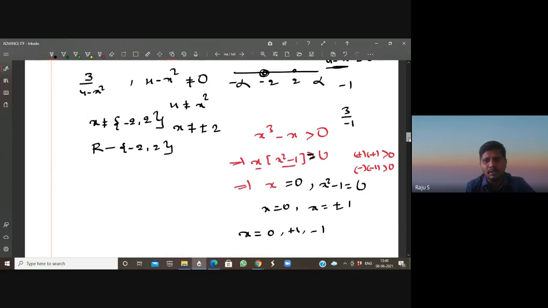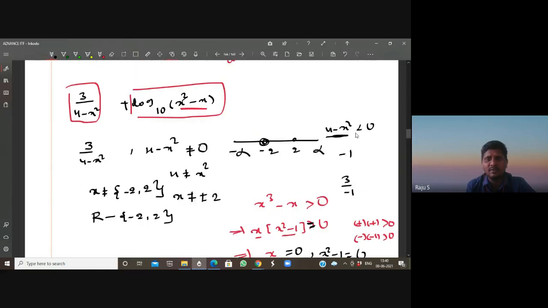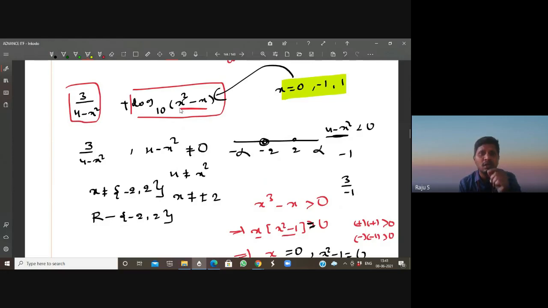Okay, students, we got these x values. If I substitute x equal to 0, minus 1, plus 1 in the given function, is the function defined? Anyone? No, sir, the logarithm is not defined for these three values. Because if you substitute 0, the value becomes 0; substitute minus 1, 0; plus 1, 0. So log doesn't exist for these three values.